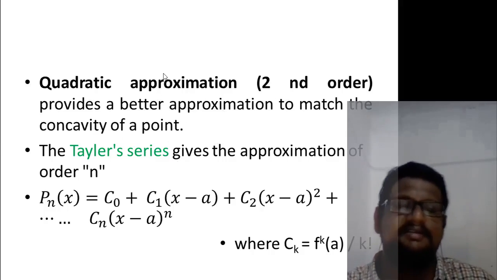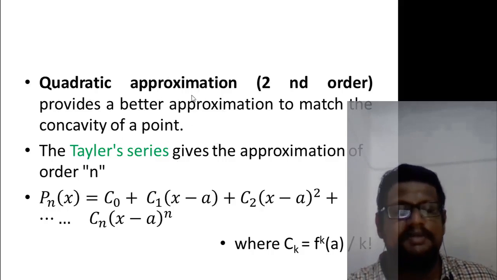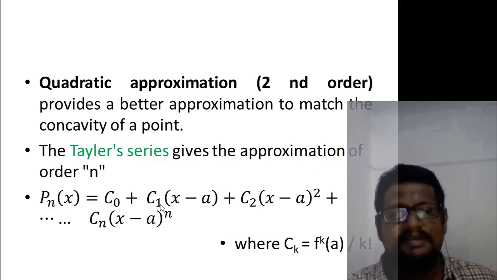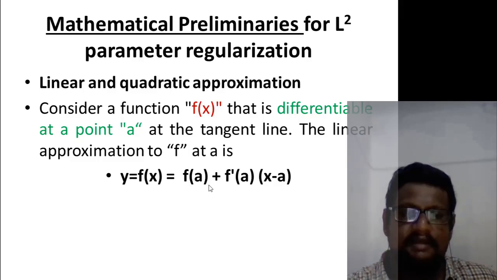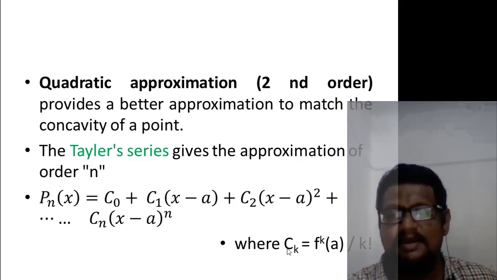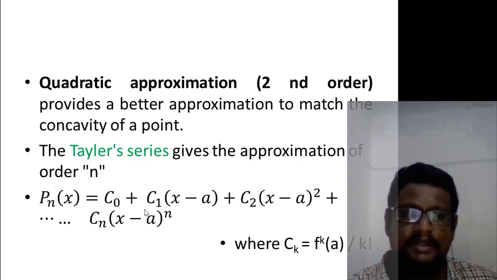Generalizing, we are generalizing this linear approximation and quadratic approximation by means of Taylor's series. What Taylor's series says is the approximation of a given function will be given by C0 plus C1 and so on. You could have understood that C0 and C1 are nothing but your differential terms, whatever we saw here as f of a plus f dash of a. In the general term, it is f k of a divided by k factorial.